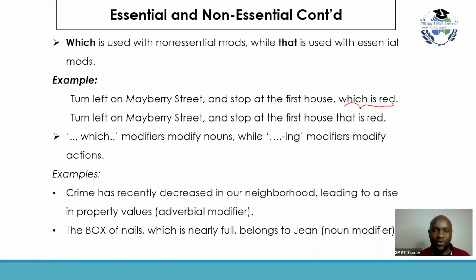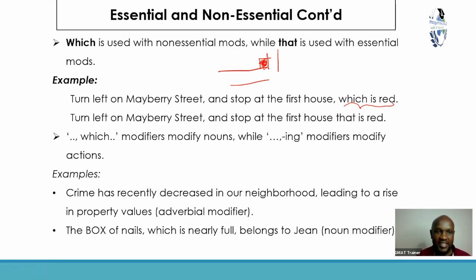So essentially what this means, if you were to diagram it, Mayberry Street, of course, it's a left turn. So if this is your main road and Mayberry Street is here, the first house on Mayberry Street is red. So that's what this particular sentence means.